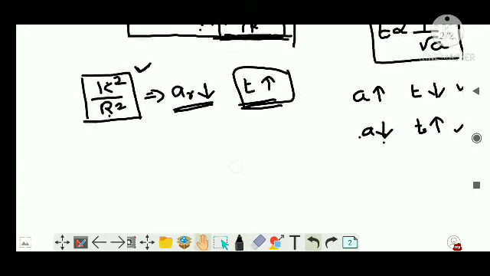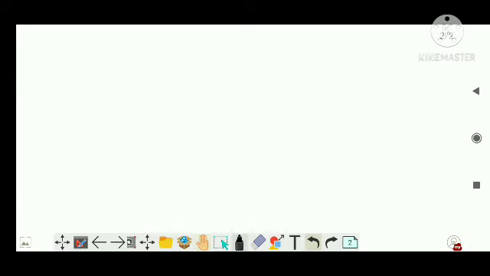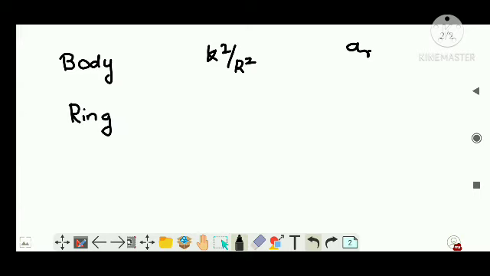This much clear? Now the problem comes, how can I find the value of k squared by r squared? See, make a column, body, k squared by r squared. And if you want, you can write a column for a also, right? It is better if you can memorize this, right? So first let us deal with a ring. That is, the ring is rotating about its axis like this, okay?